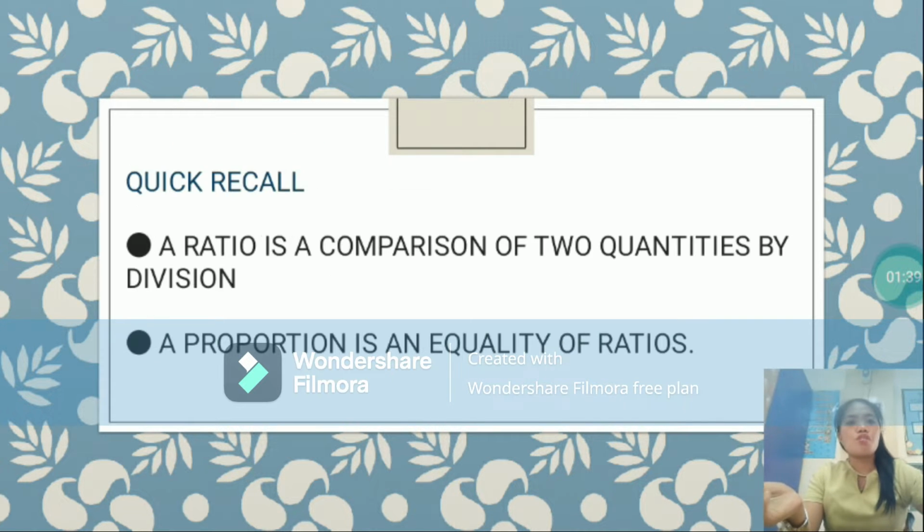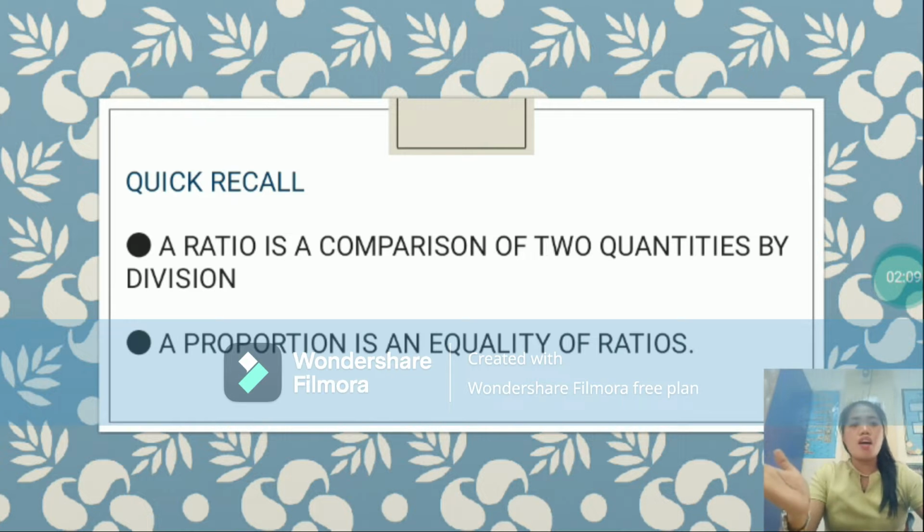Okay, so let's have a quick recall. Basically, you know already the definition of proportions based on our first video lessons. You have a ratio. Remember that a ratio is a comparison of two quantities by division, and a proportion is an equality of ratios.